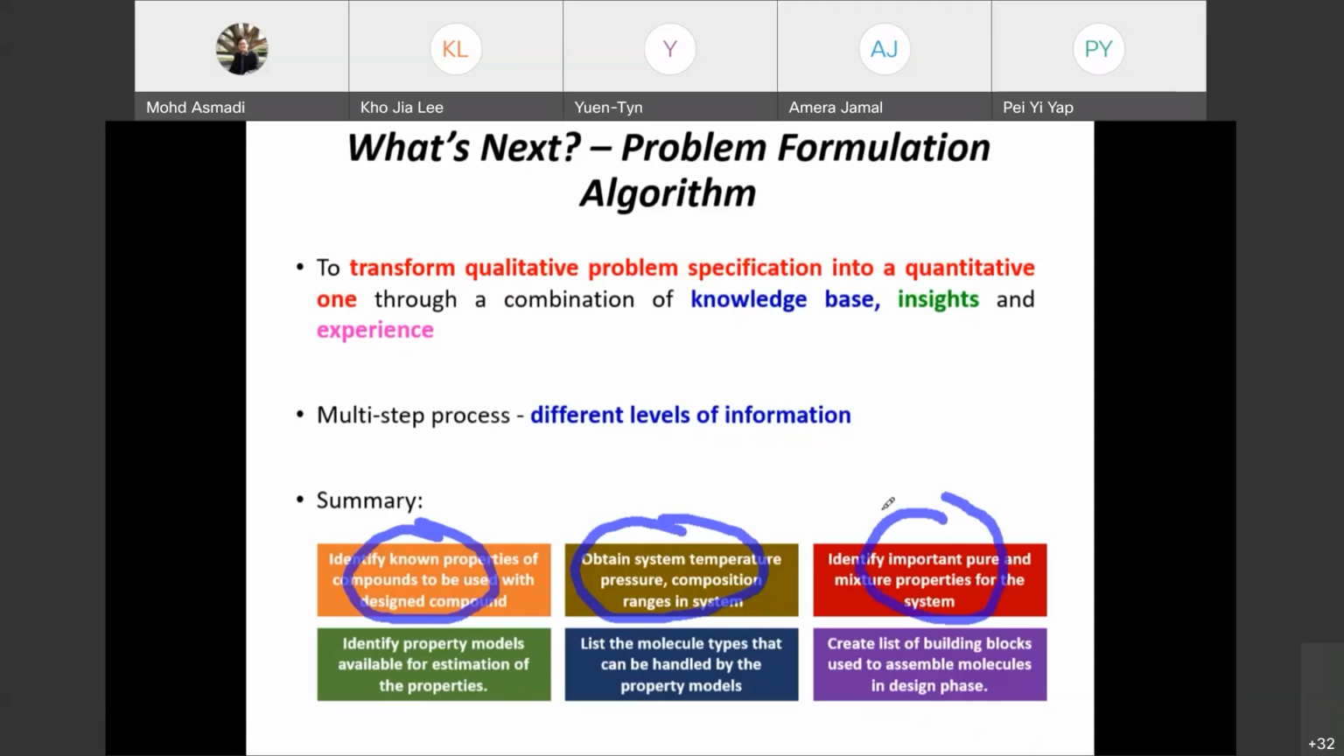And then we have to identify property models available for the estimation of the properties. List the molecule types that can be handled by the property models, and the last, from the list of compound types for which a property prediction method exists, we create the list of building blocks used to assemble molecules in the design phase. So this is the 6 steps. We can summarize.